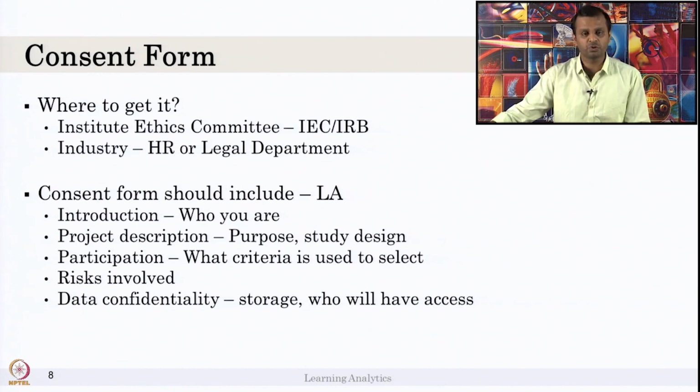A student should know who will have access to his or her data, so that they can provide consent to you. And the contact information, it is not your contact information, but the contact information of the institute ethics committee or the legal person in industry, so that the participant can contact them to report about your study. If there is some problem in your study, they can report it, or they can withdraw their study data, something like that. They should have contact information.